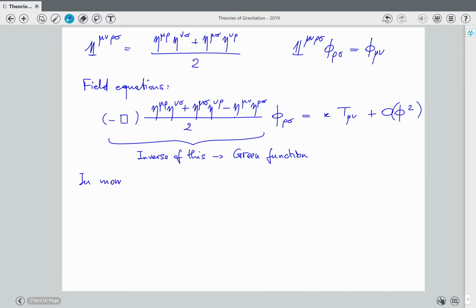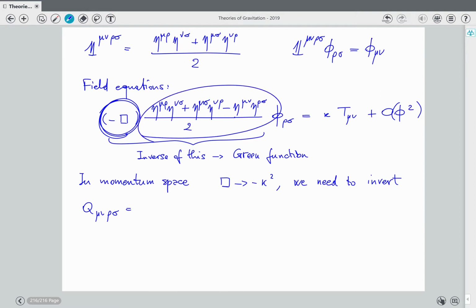In momentum space, which means that box goes into minus some squared momentum, you have to invert this object, k squared, this is k squared, minus box, times that thing. So k squared times that thing.